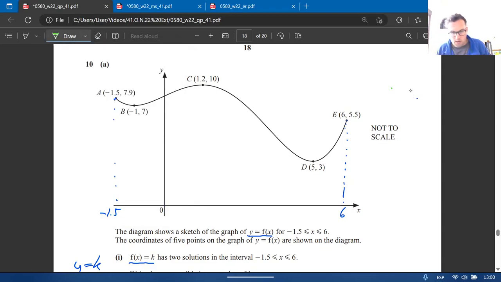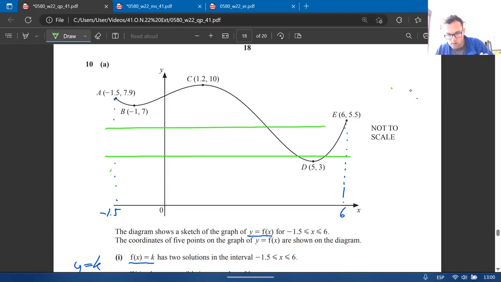Let's get our ruler out. Okay, it means we will cross the graph twice. For example, over here, that is zero solutions. We don't cross the graph. Okay, over here, if I touch that point, I will have one solution. Over here, we'll have two solutions. See? Two solutions. Two solutions. From here onwards, one solution. So that won't work. One solution.